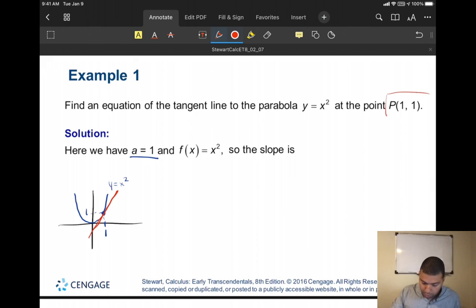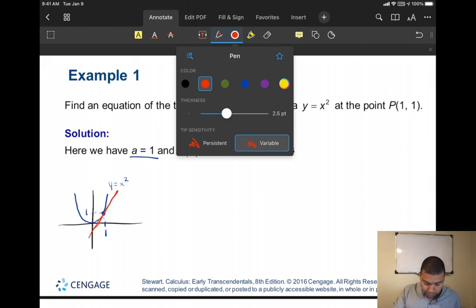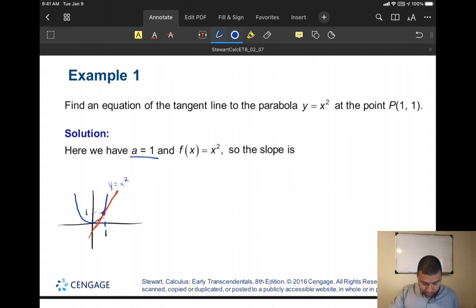Okay, tangent line here. We already know that the point (1, 1), right, is part of my line. So all I need to find now is the slope. So we find m equals the limit as x approaches 1, right? This 1 right here, of f of x minus f of 1 divided by x minus 1.